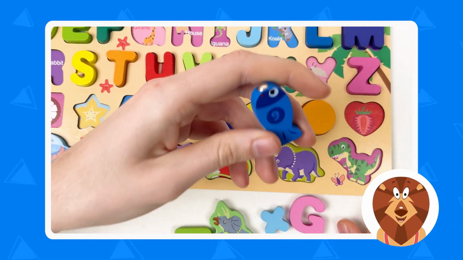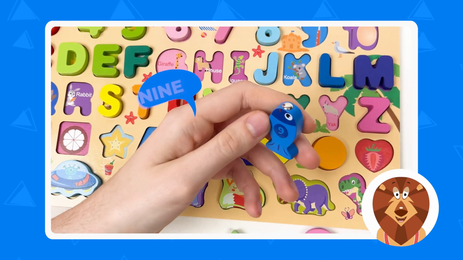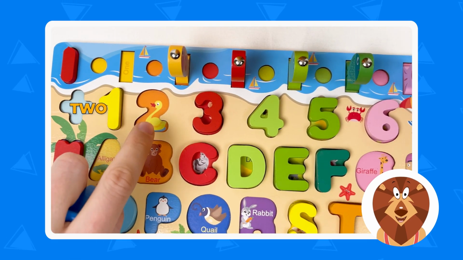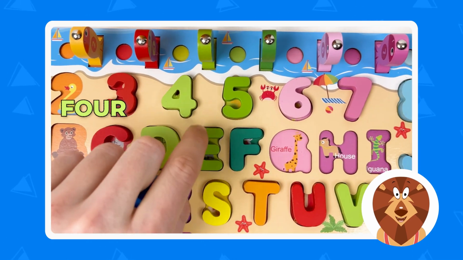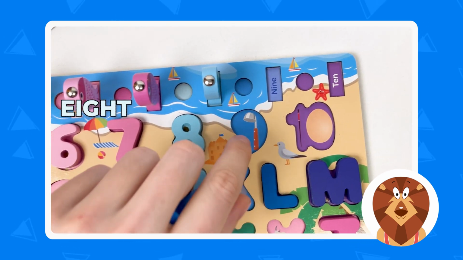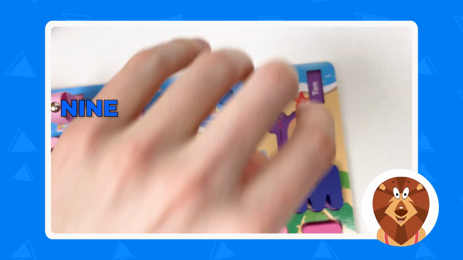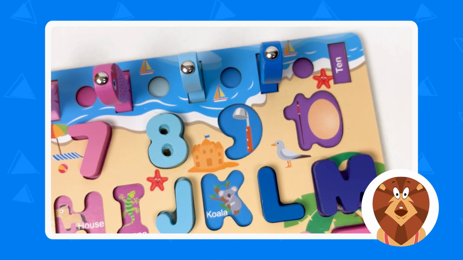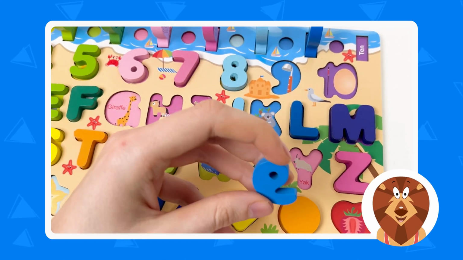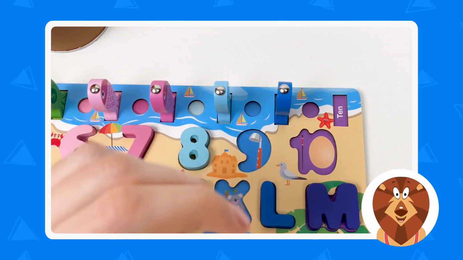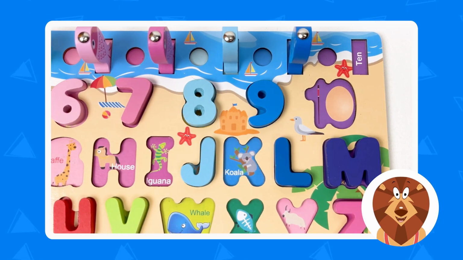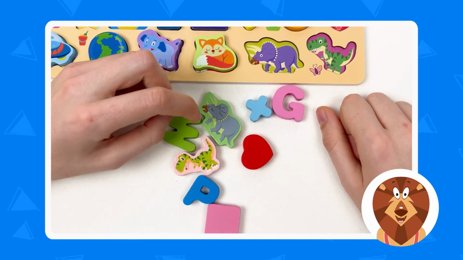And let's look at this fish. This fish represents the number 9. So let's count. 1, 2, 3, 4, 5, 6, 7, 8, and 9. Great. And let's take the number that's called 9. This number is called 9. And this number is a blue color. So let's put it here, like this. Great.